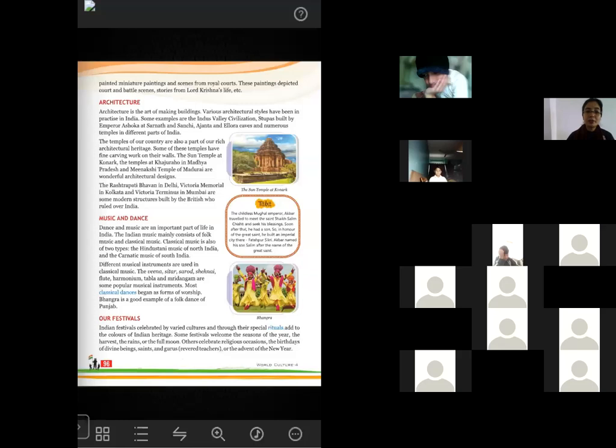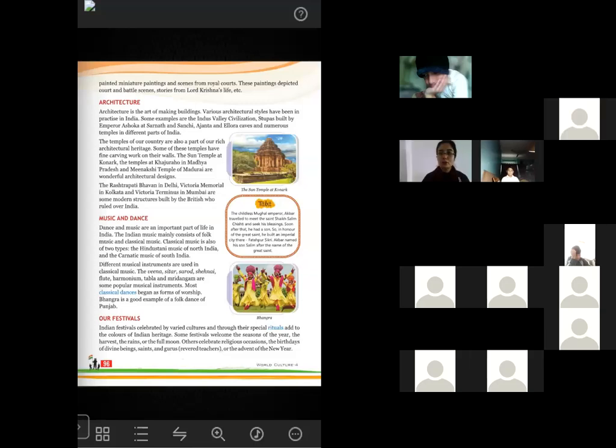Next we can see the music and dance forms in India. Dance and music are a very important part of life in India, and Indian music is mainly composed of folk and classical music. Folk music means any music that is limited to a particular locality. But classical music is another genre. Classical music is also of two types. One is Hindustani music of North India, and another is Carnatic music of South India.